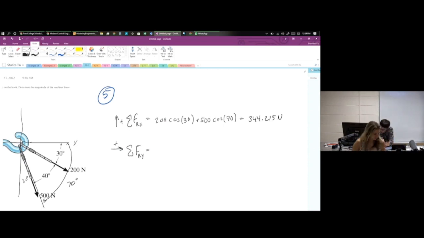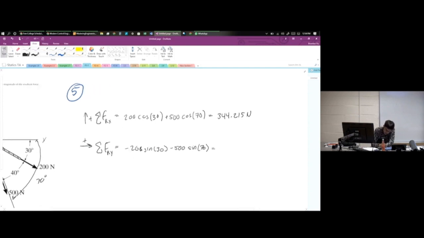So then your Fy would be negative 200 sine 30, and then negative 500 sine 70, right? And then that's going to give you a negative 569.85. So you could round that to 569.85, is what I would probably do. That'd be 344.22 newtons, right?